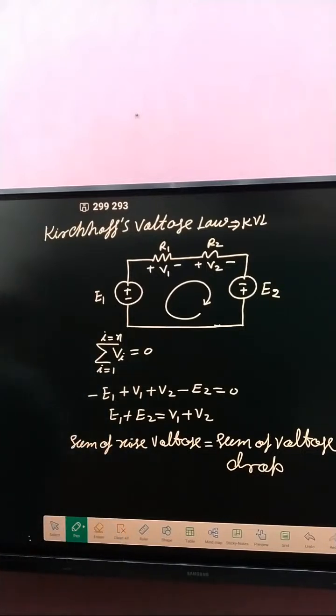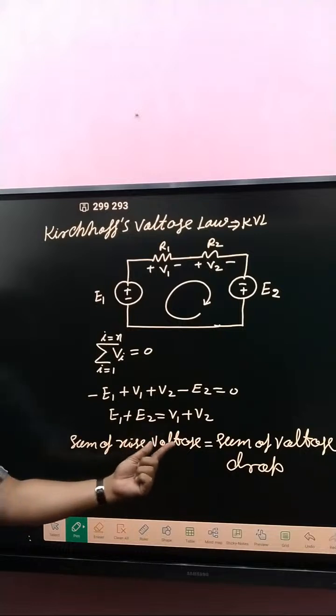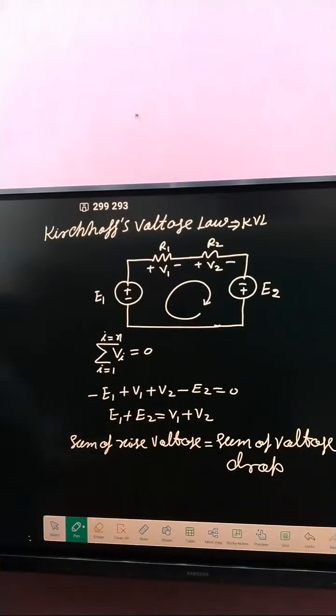I hope that statement is clear. If anyone faced doubt, then comment it, I will discuss again. The algebraic sum of all voltage around any closed path is 0, that's why it is written like that. So the sum of rise voltage is equal to the sum of voltage drops. Now take some problem.